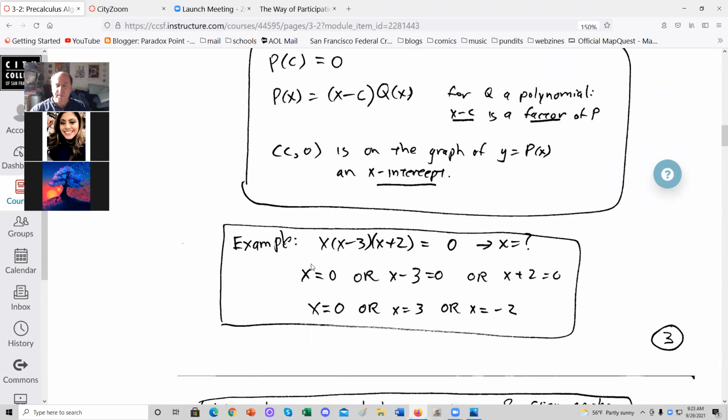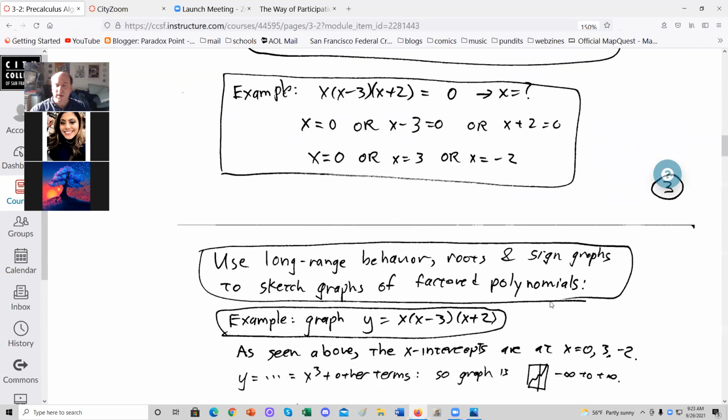So for example, if x times x minus 3 times x plus 2 equals 0, then what is x? Here we're finding zeros of the function. Well, either x is 0 or x minus 3 is 0 or x plus 2 is 0, which gives you x is 0 or 3 or negative 2.